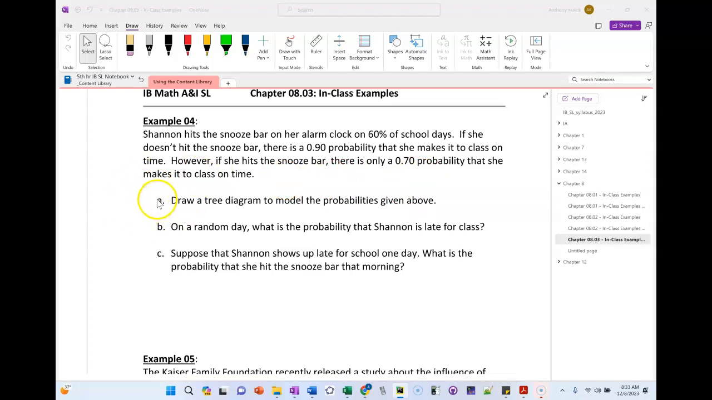We're gonna do part A together. Shannon hits the snooze bar on her alarm clock 60% on school days. If she doesn't hit her snooze bar, there's a 90% probability she makes it to class on time. However, if she hits her snooze bar, there's only a 0.7 probability that she makes it to class on time. We're going to draw a tree diagram to represent that.